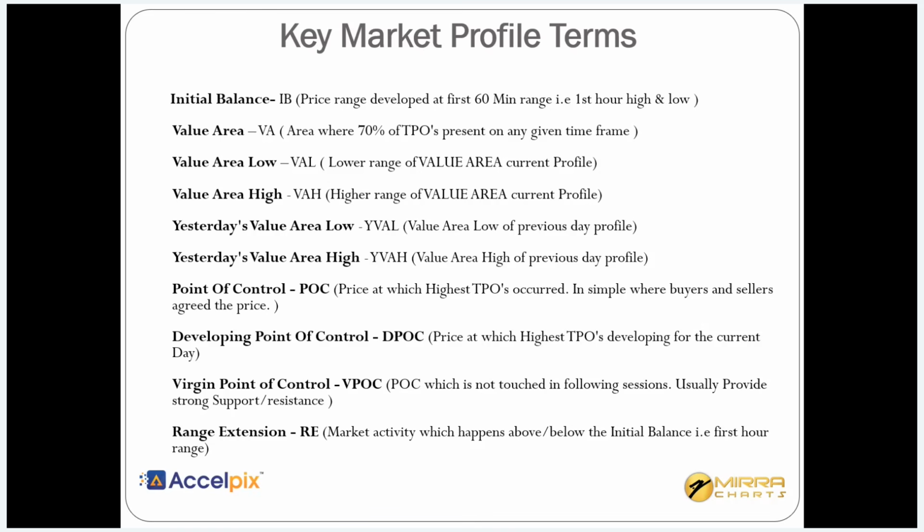What we call IB. IB is nothing but the first 60-minute range, the first 1 hour, say like 9:15 to 10:15, whatever range has been formed, that we call initial balance. In short form, we call it IB.